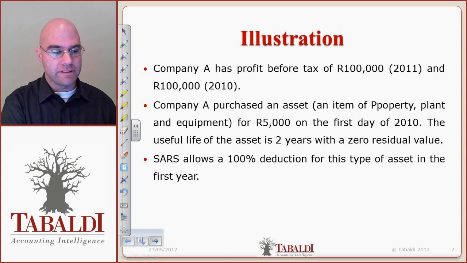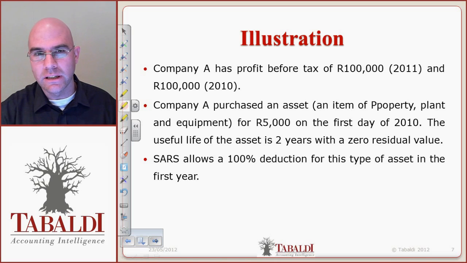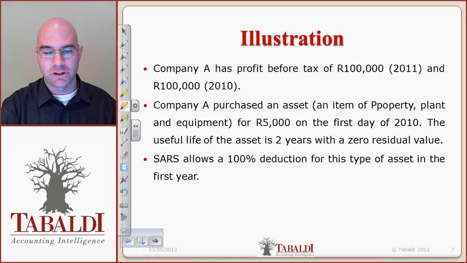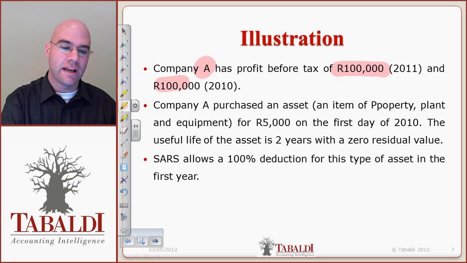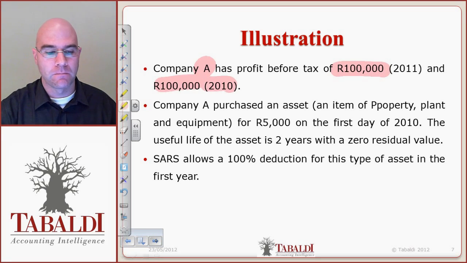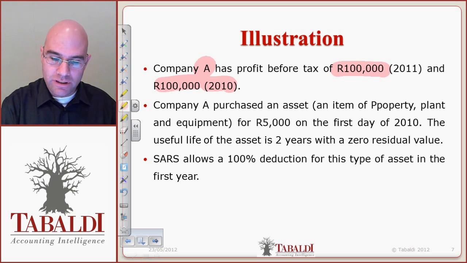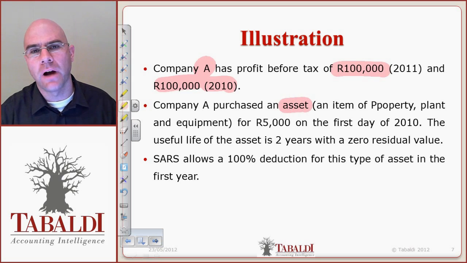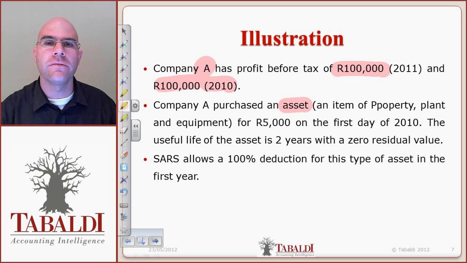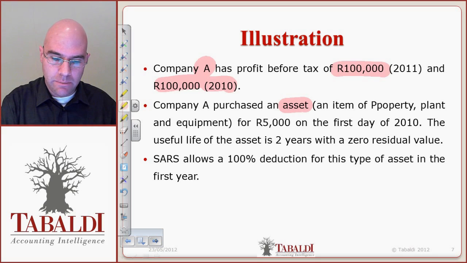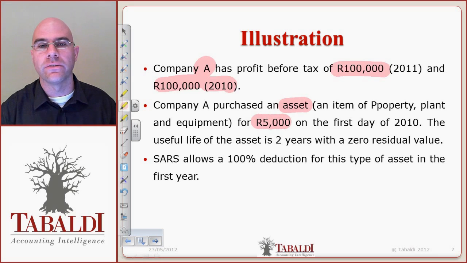In order just to cover this a bit more conceptually, we need to have a look at a small illustration. So let's look at Company A. Company A has profit before tax of 100,000 in 2011, as well as 100,000 Rand in 2010. Now, Company A purchased an asset. Let's assume an item of property, plant and equipment, a manufacturing machine. And they purchased it for 5,000 Rand on the first day of 2010.